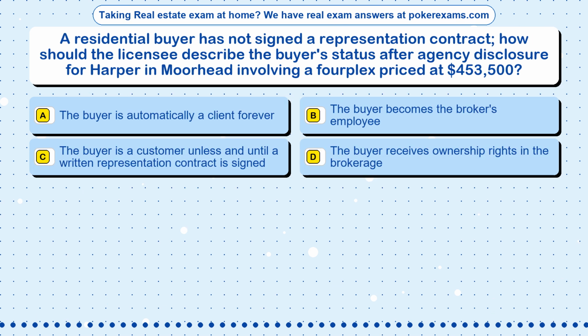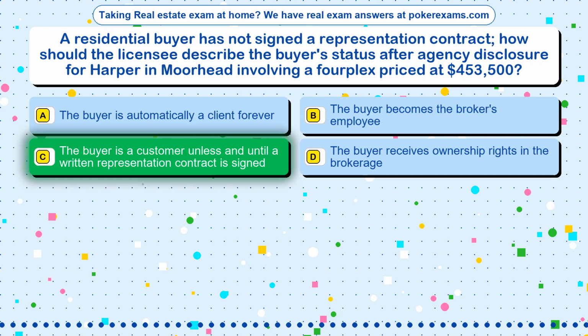Question 3. A residential buyer has not signed a representation contract. How should the licensee describe the buyer's status after agency disclosure for Harper & Moorhead involving a fourplex priced at $453,500? Option A. The buyer is automatically a client forever. Option B. The buyer becomes the broker's employee. Option C. The buyer is a customer unless and until a written representation contract is signed. Option D. The buyer receives ownership rights in the brokerage.